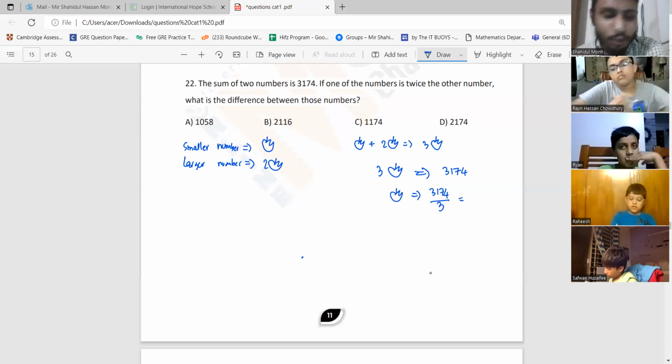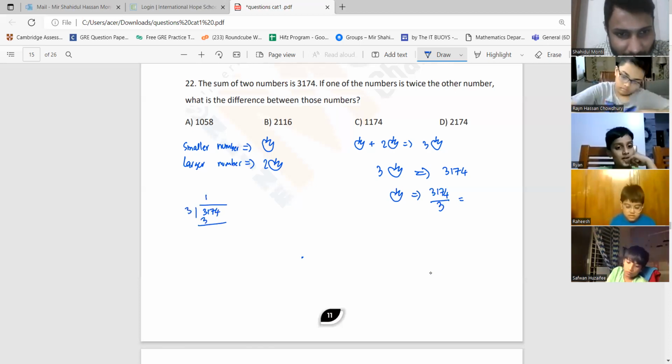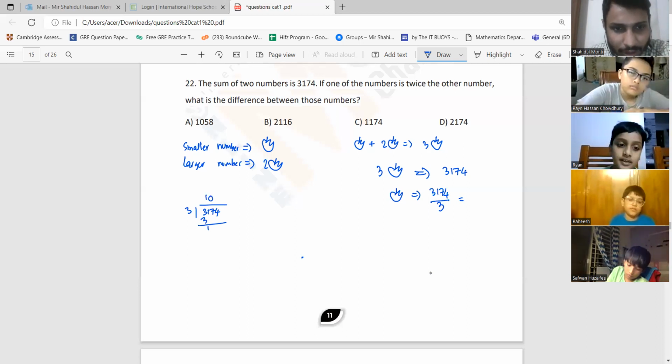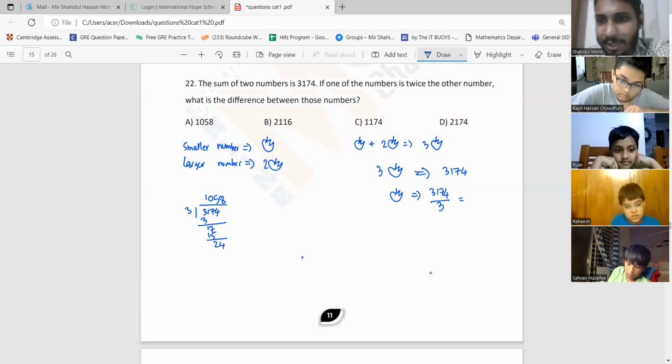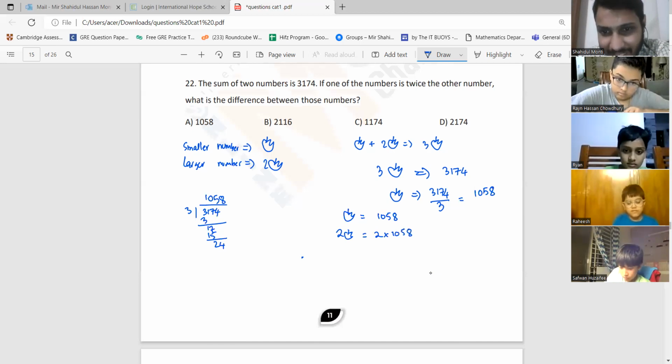So 3174 divided by 3. Let's do this division. 3 ones are 3. We have 1 carried. It's 1058. So what is 1 mango? 1 mango is equal to 1058. Now what is 2 mangoes? 2 mangoes should be equal to 2 into 1058.